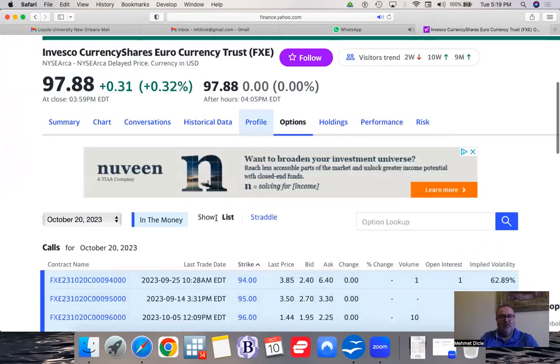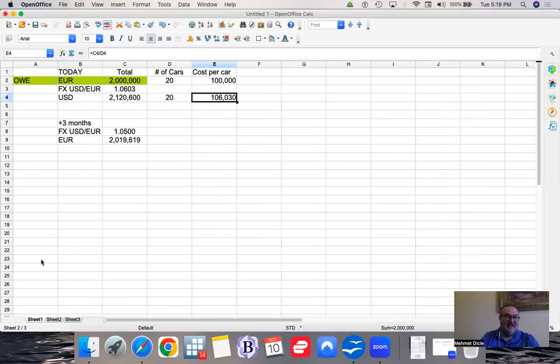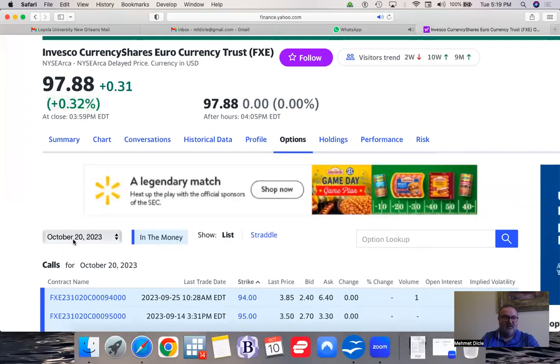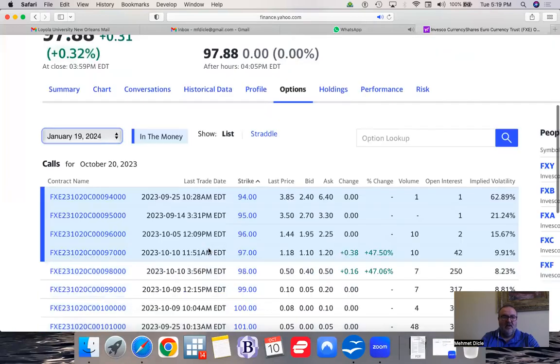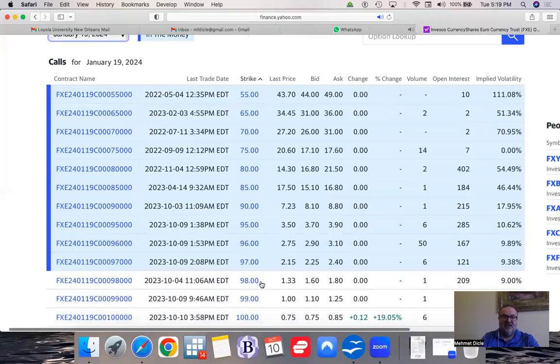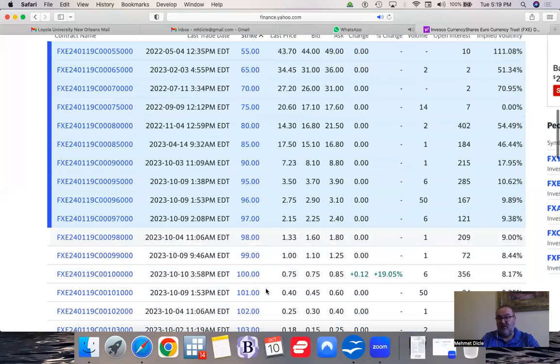So first of all, notice we have different maturities. We are looking for 3 months out because that was our original example right here, 3 months out. So we're in October, November, December, January. So we are looking at January of next year. And notice how we have different strike prices. As the strike prices go up, the price gets cheaper. But obviously, it also makes our profit less.